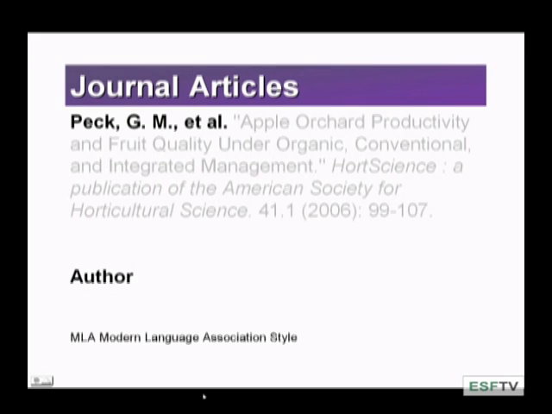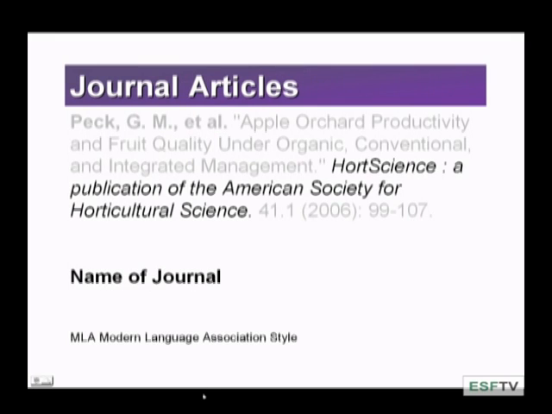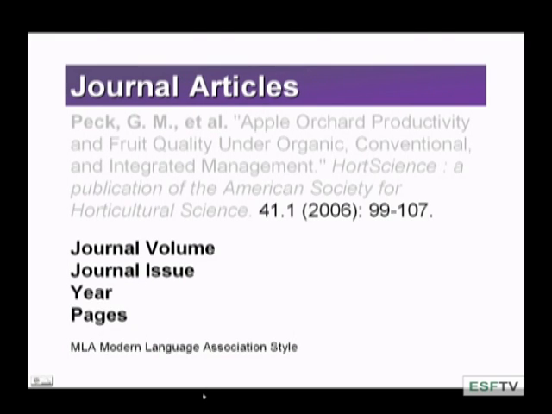Let's go ahead and take a look at an example citation. This is a citation for a journal article. The first thing you need, obviously, is the author. In this case, since there's more than one author, they're putting et al. to show that there's more than one author. This example is from the MLA, Modern Language Association style. Again, the first thing is the author or authors. Then you'll need the title of the journal article, the name of your journal, and any journal volume and issue numbers, the year, and your pages.